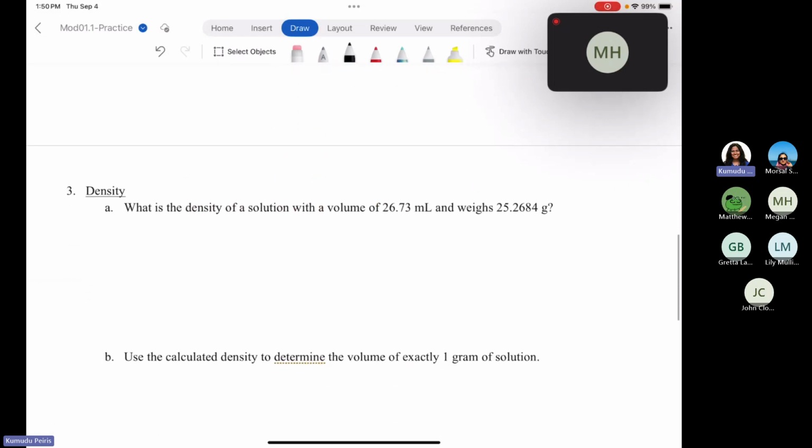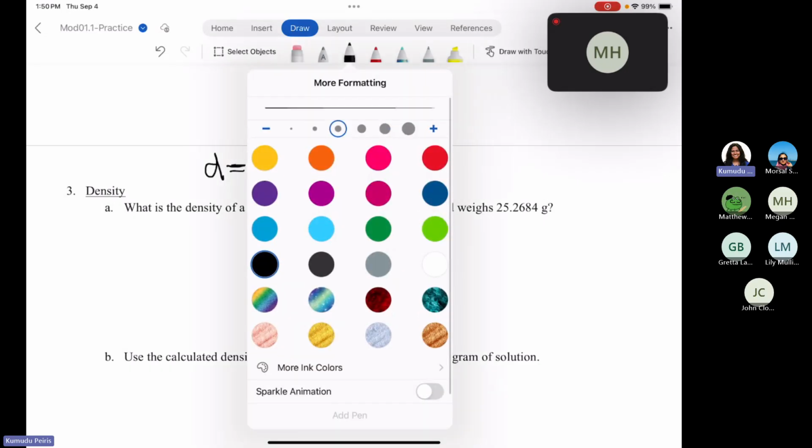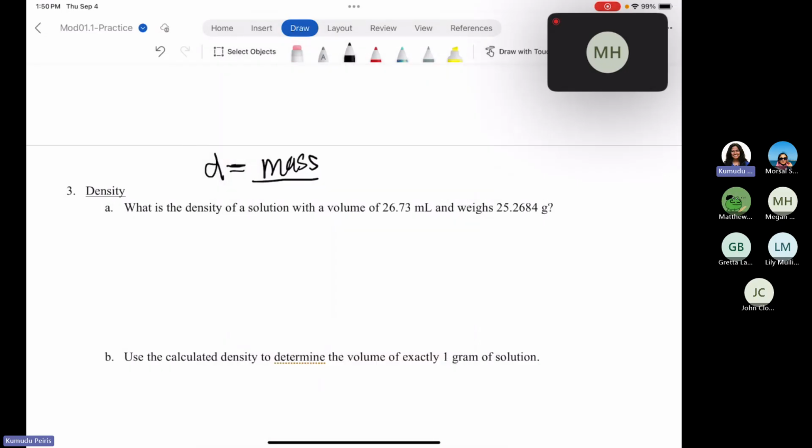The next question. Okay. At the end of module 1, we talk about density. What is density? The equation. The density equals the mass divided by the volume. Right. So, in abbreviations, M over V.